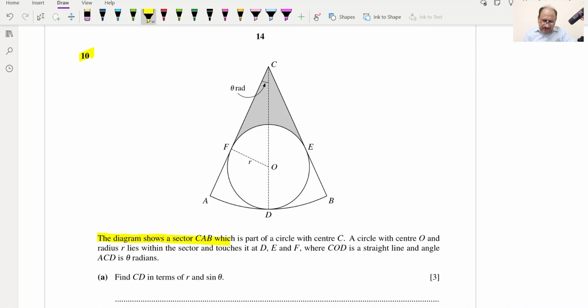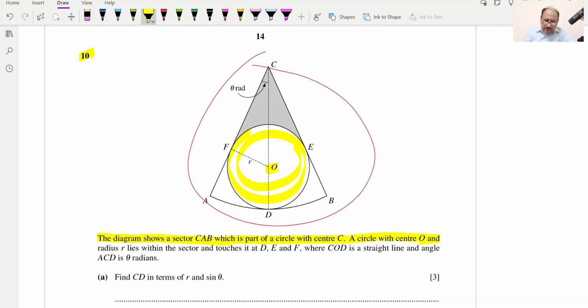The diagram shows a sector CAB. This complete drawing is a sector of a bigger circle, and the radius is, for example, this one, AC. It is saying it is a part of a circle with center C, and a circle with center O. This one is another circle which is shown over here, and radius r lies within the sector and touches it at D, E and F, where COD is a straight line, and angle ACD is theta radian. So this is the description provided, and part A is find CD in terms of r and sine theta.